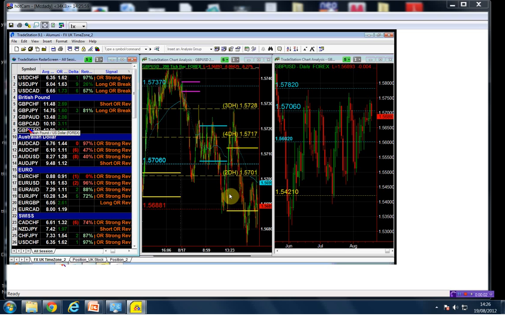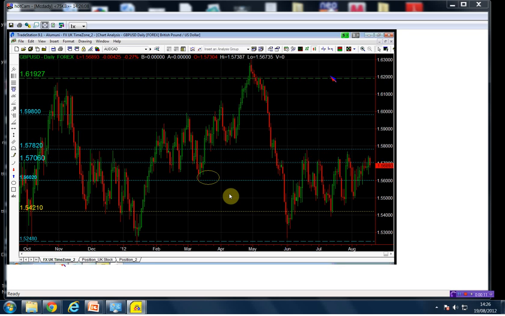Doing the pound Aussie because most of you guys like the pound dollar, so we're going to do the pound dollar. This here, the pound dollar, coming back and closing below the 157.06 is definitely a sell signal, so we want to be taking it short.